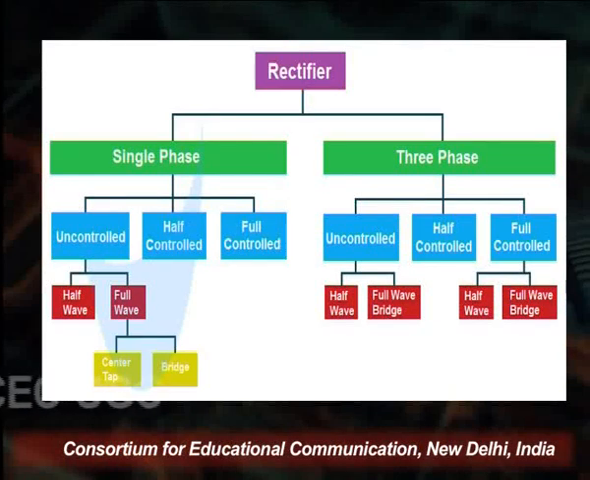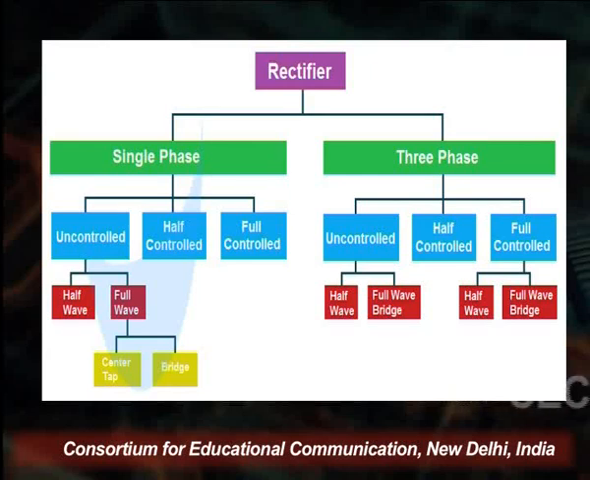Now the types of rectifiers are classified into two parts. One is the single phase rectifier and the second is the three phase rectifier. The single phase rectifier is again categorized into three forms: uncontrolled, half controlled, and full controlled. Similarly, in the three phase rectifier, we have an uncontrolled three phase rectifier, a half controlled three phase rectifier, and a full controlled rectifier.